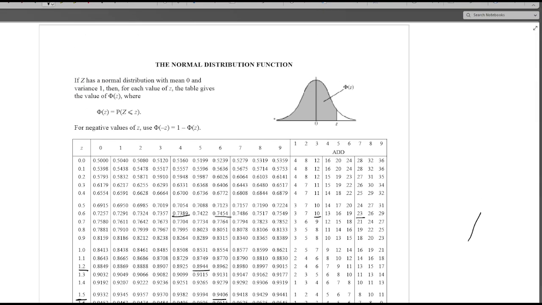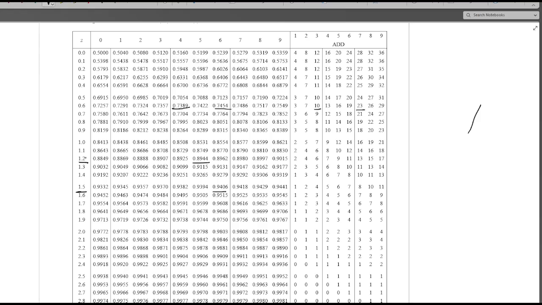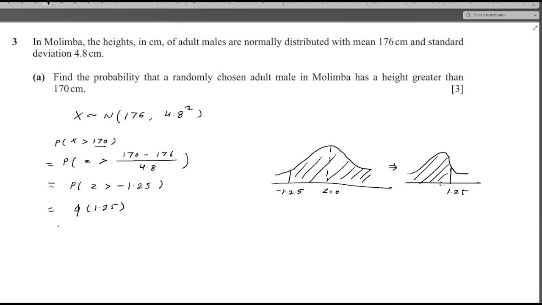Now here you can see this graph. Phi of Z is this shaded part. Now I have to find phi of 1.25. So for phi of 1.25, 1.2 is here and 5 is here, so 1.25 gives 0.8944. So this will be equal to 0.894 in 3 significant figures.